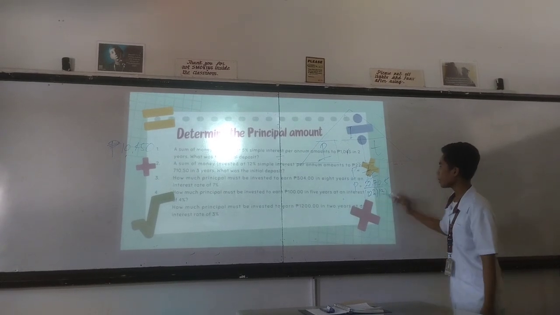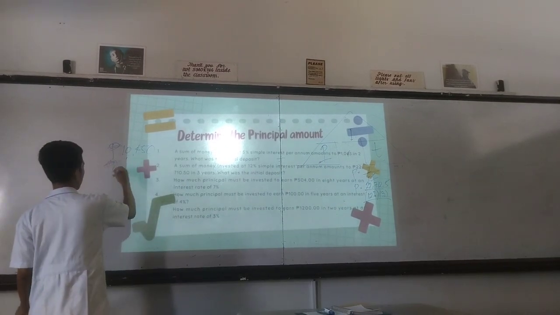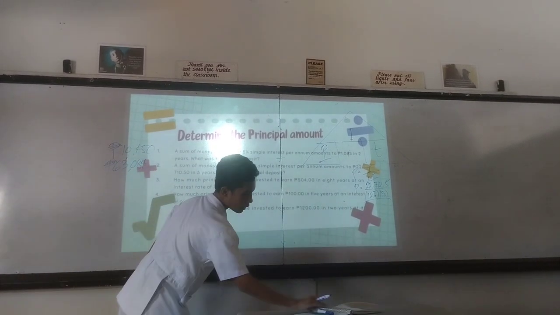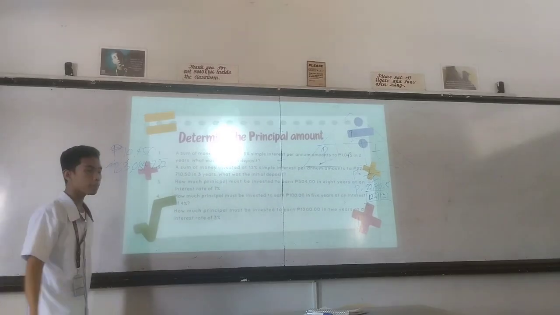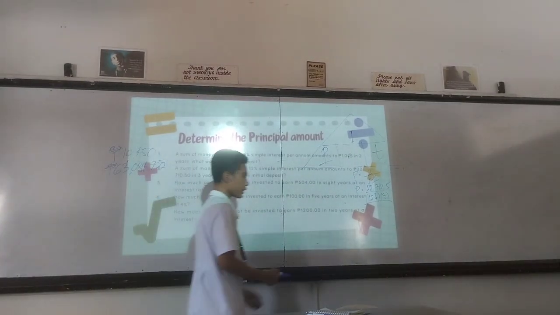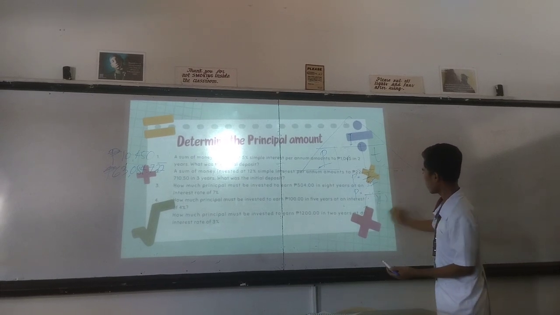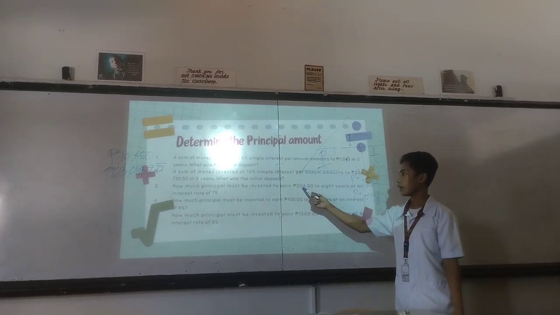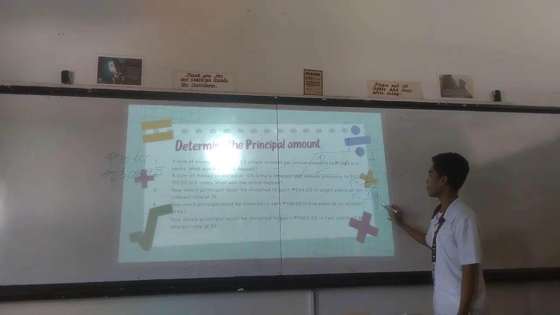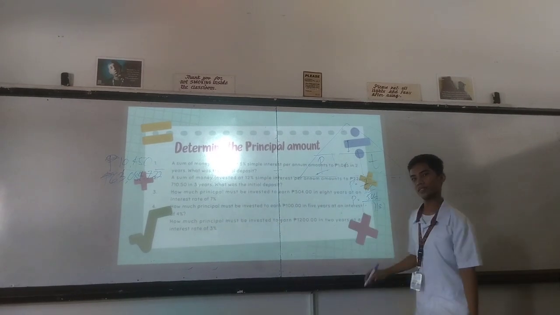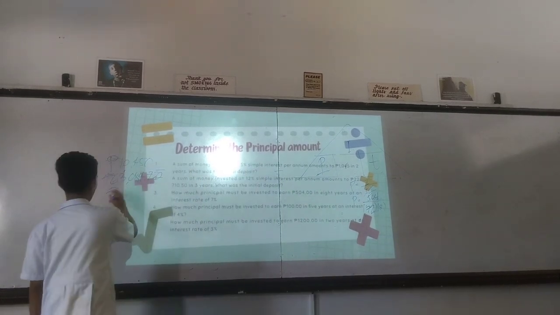Again, the given amount is at the bottom, then we divide them. Then the answer will be 63,084.72. So next, number 3, how much principal was invested? Earned 504 pesos in 8 years at an interest rate of 7%. So again, we substitute the givens, the interest in 8 years, and the rate of interest is 7%. So with that, the answer now is 900 pesos.